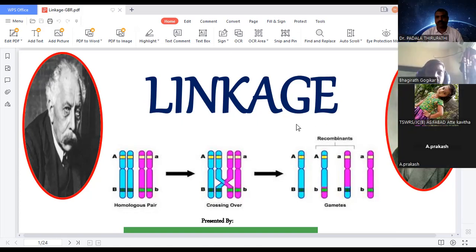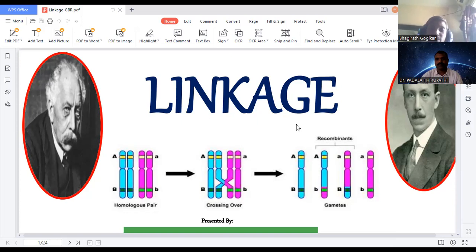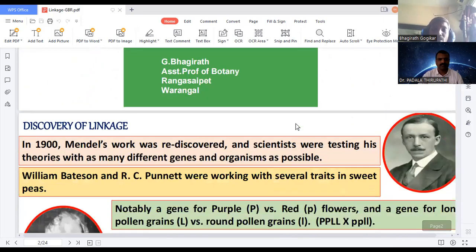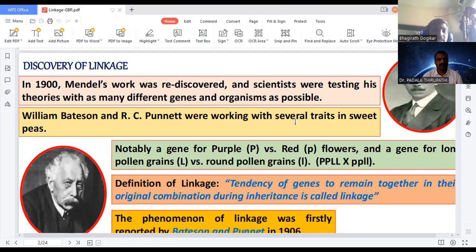So today we will go to another topic in genetics, that is linkage and crossing over. Let us recapitulate the discovery of linkage. In 1900, Mendel's work was rediscovered, and scientists were testing his theories with as many different genes and organisms as possible. Carl Correns, Hugo de Vries, and Erich von Tschermak, these three scientists separately rediscovered Mendelian principles in 1900. Later on, William Bateson and R.C.